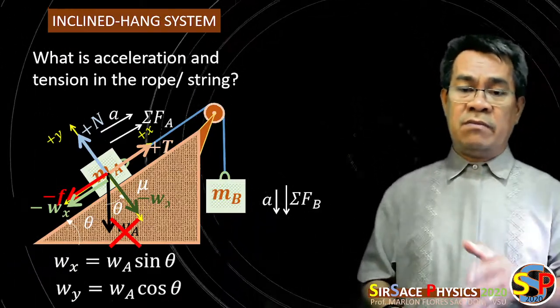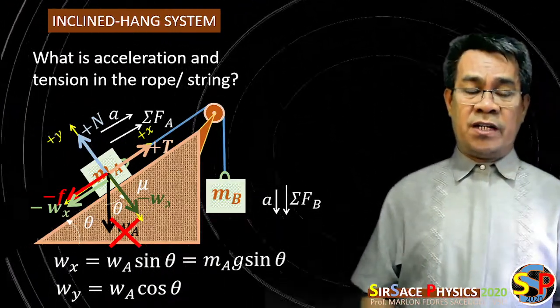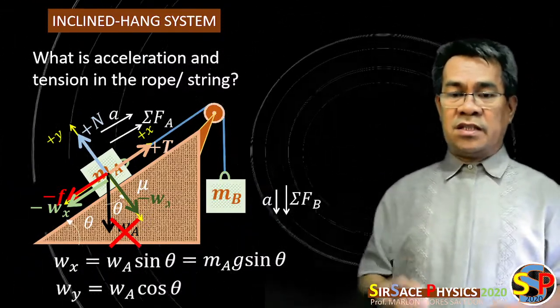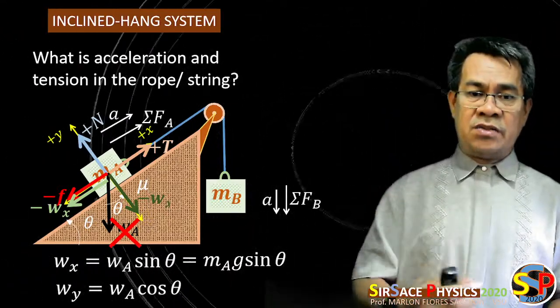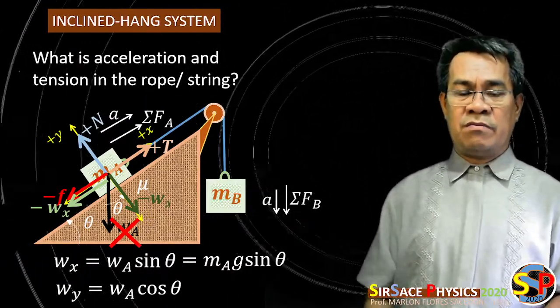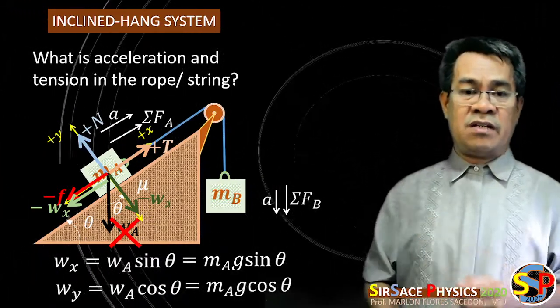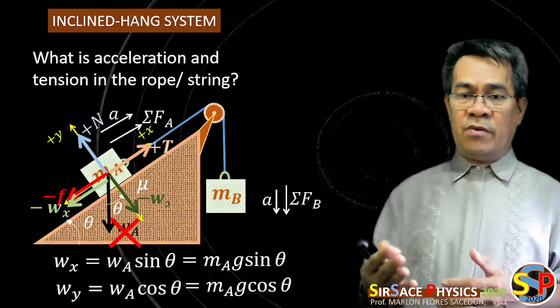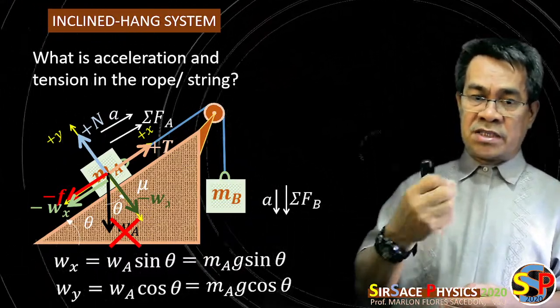Now remember that weight is mass times the gravity, meaning we can replace Wa by ma times g. So therefore we can say that Wx is mass A times gravitational acceleration times the sine function of the angle of inclination, while Wy is mag cosine of theta. So these are the values of Wy and Wx. The only factor is the mass of the particle.